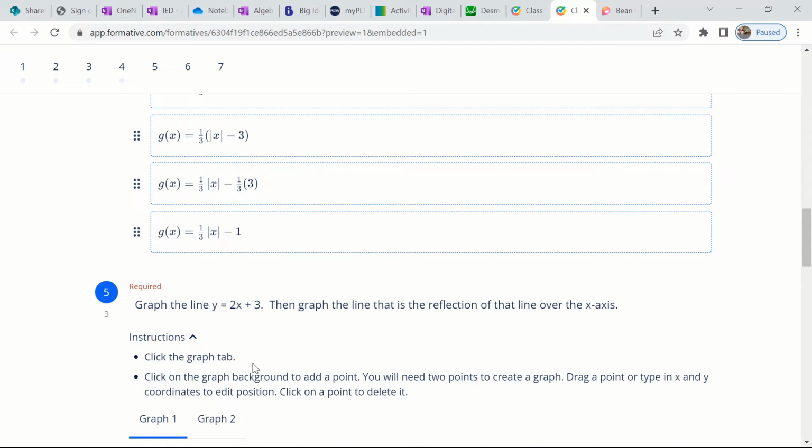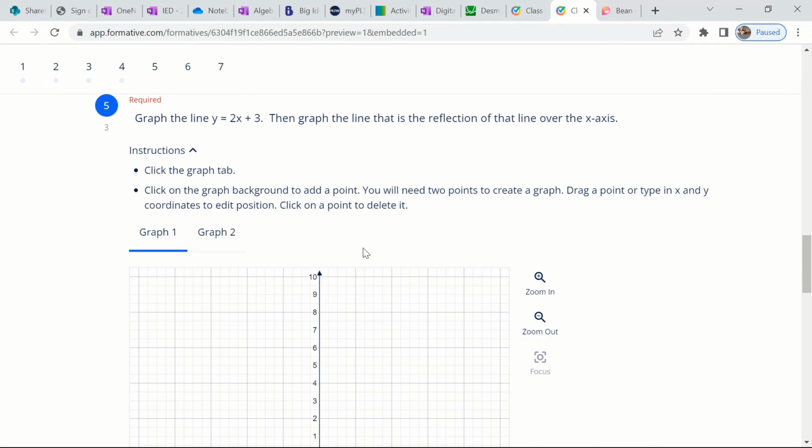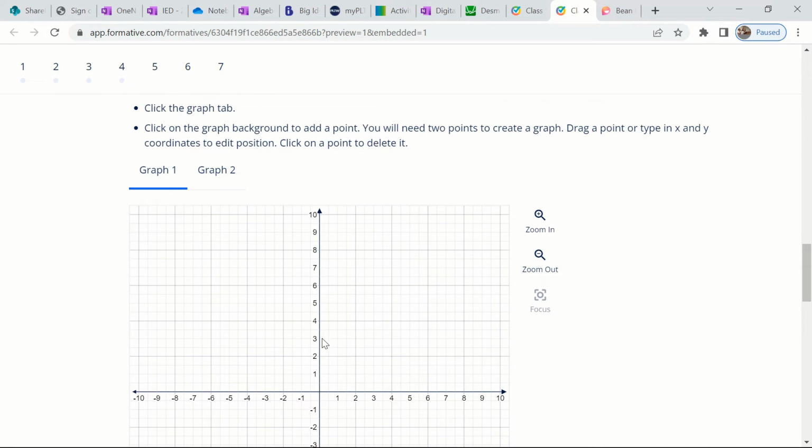Question 5, graph the line y equals 2x plus 3, and then graph the line that is the reflection over the x-axis. And it does give you some tools here. This is a brand new tool for formative, having you graph stuff, so I wasn't really sure how this would go. So graphing the line y equals 2x plus 3, the y-intercept is 3, so I'm going to come down here and plot the y-intercept. I think it'll let me do that at 0, 3. I don't know why it highlighted the whole thing. And then I don't want that there. I want the slope of 2.